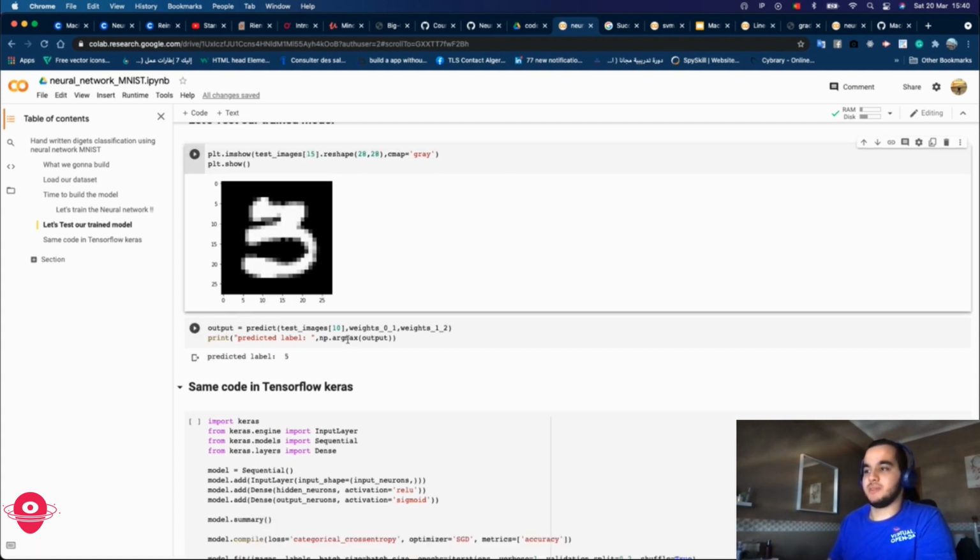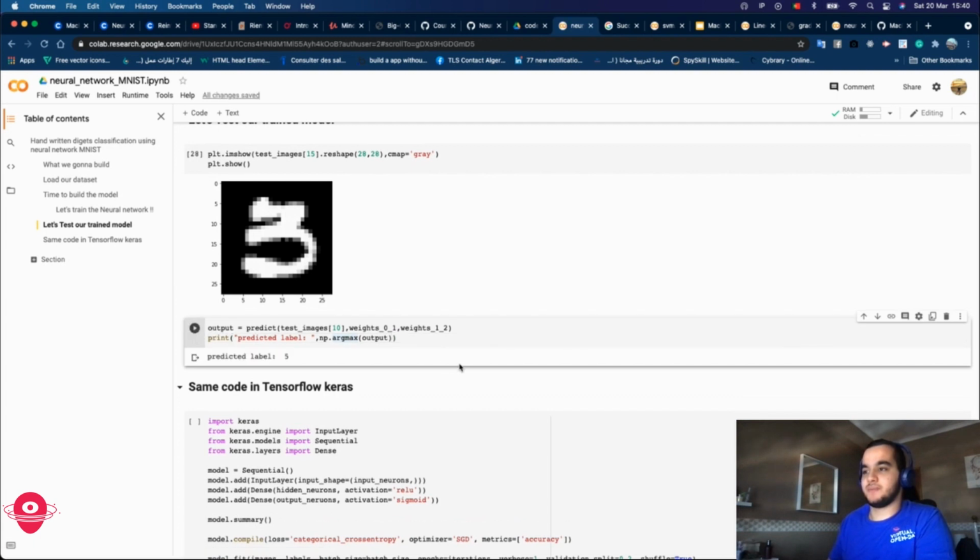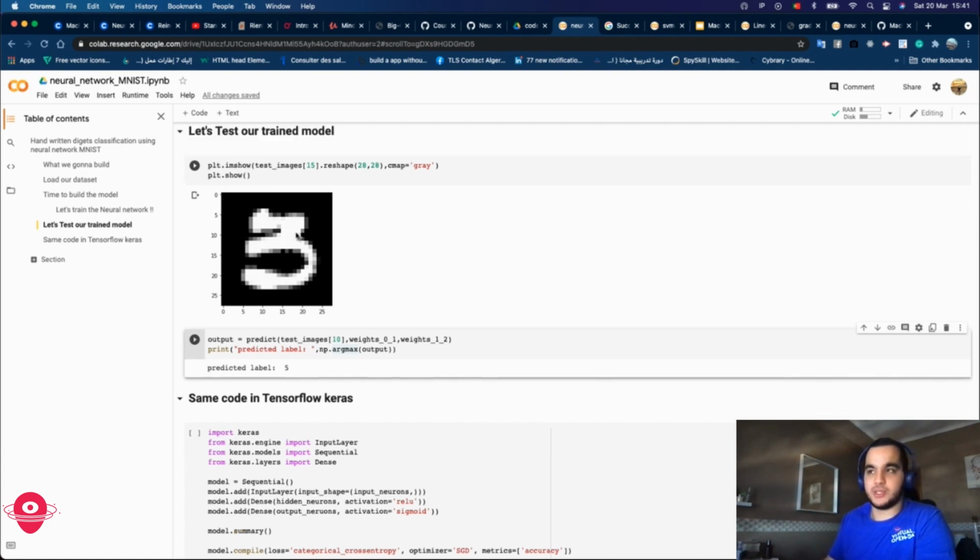So this is a 3. Let's see what it gets. And it got a 5. So you can see that the pattern of this 3 is actually too complicated. So in order to get a better accuracy for this 3, you're gonna have to tweak your model more and optimize your hyperparameters and train your model more to get more accuracy in your model.